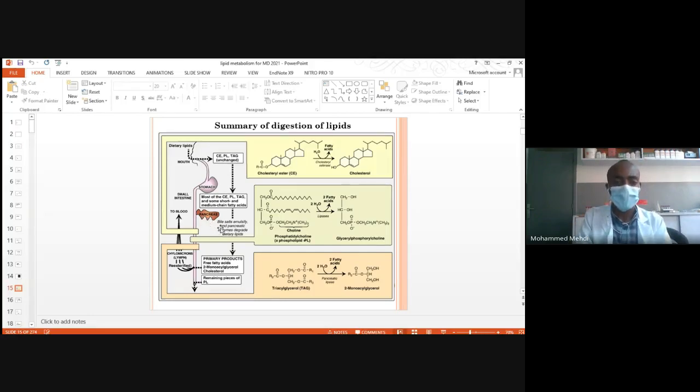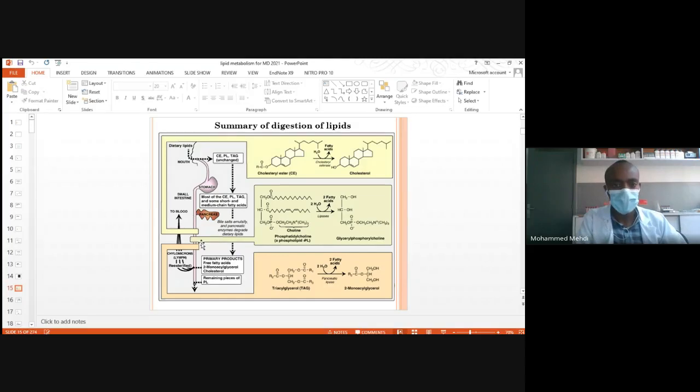The gallbladder secretes bile salts into the small intestine through bile ducts. Through bile ducts, there is secretion of bile salt into the small intestine. Then we'll have emulsification function in the small intestine. Towards the end of the small intestine, or at the ileum part, there will be absorption into enterocytes.